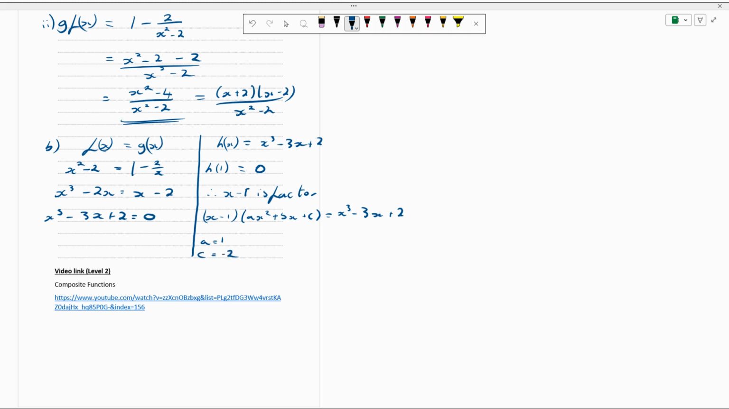And if I compare the coefficients of x, I need to make them equal minus 3. So to make x here, I'll do x times c, so that's just c. And then the other one would be minus 1 times b, so minus b should equal minus 3. Now I know c is minus 2, so minus 2 minus b is minus 3. Okay, I'm going to solve this, so I get b must be 1.